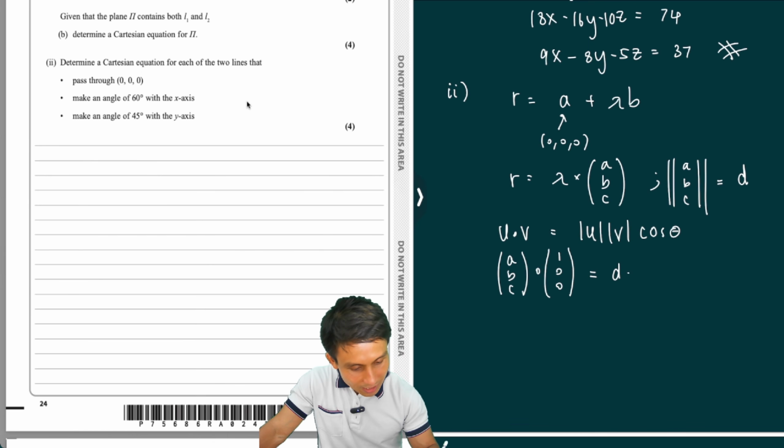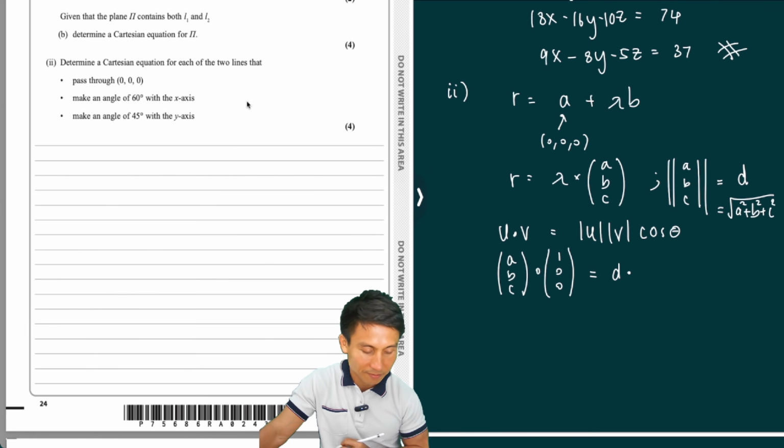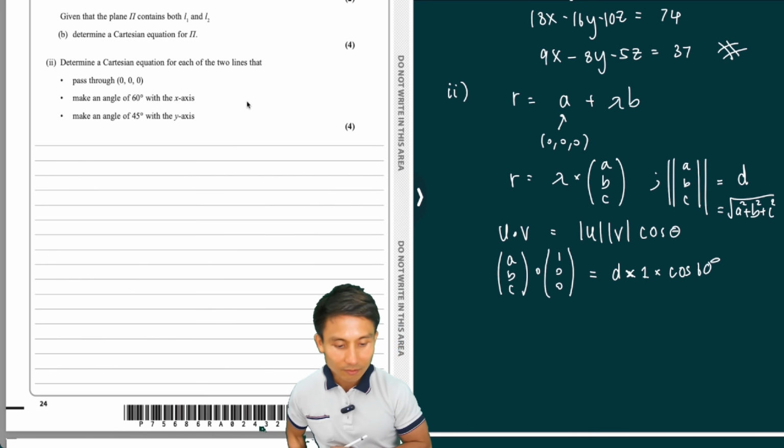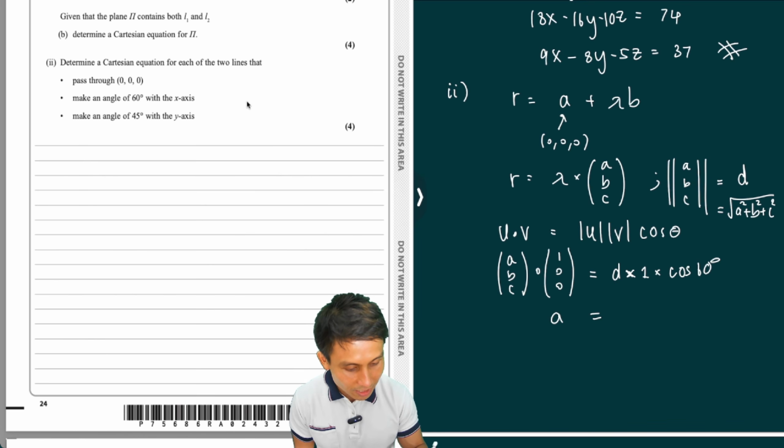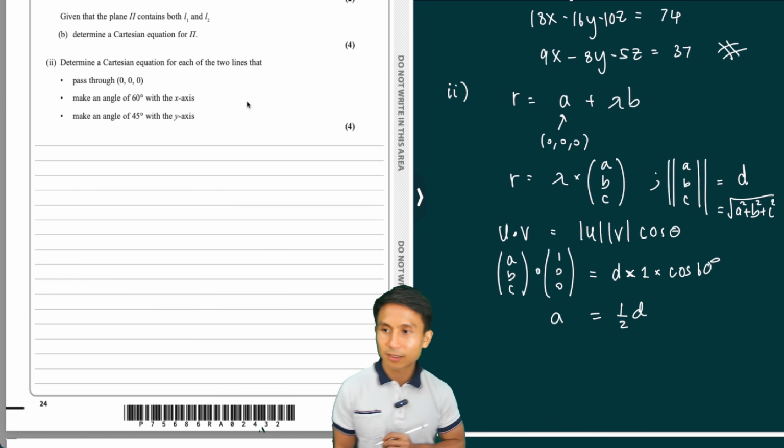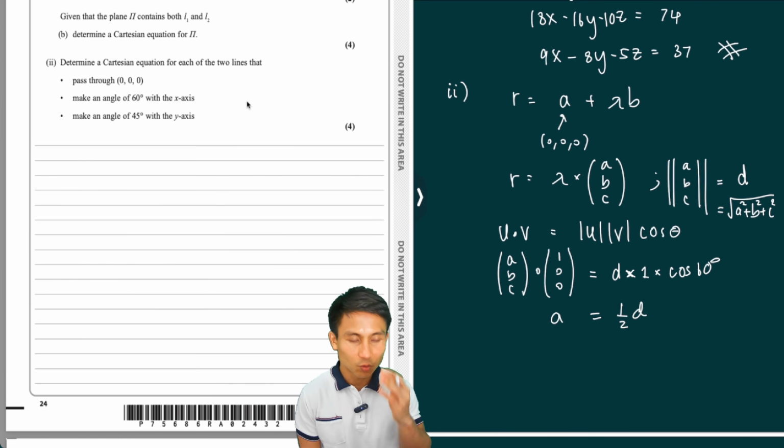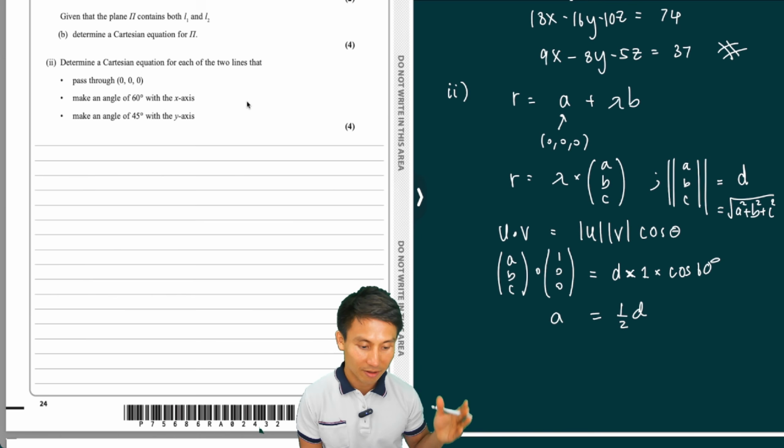So it's going to be d times, well, you can find it as the square root of the sum of squares of all components. We'll just leave it there because we don't want to write a lot. And this is just going to be d times the modulus of v, which is 1, because that's the i vector, and then cos 60. So if we do the dot product, we get a equals cos 60, which is 1 over 2d. So it's 1 over 2 of the whole length.